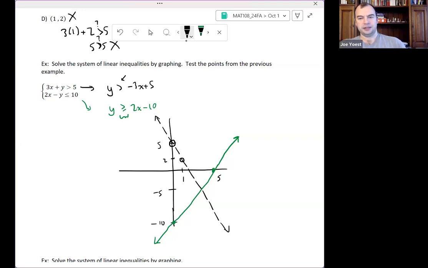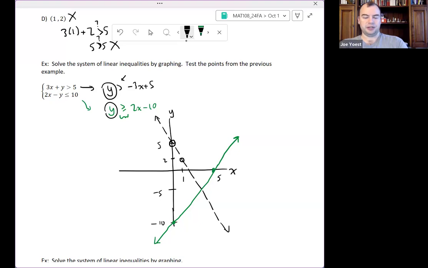And at this point, I can either use intuition. I know that I have y bigger than or equal to for the green, so I'm looking for solutions that are above the green line, and I'm looking for y bigger than for the black line, so I'm looking for solutions that are above the black line as well. This is, of course, x and y. So I know that my solution region is going to be that upper triangular region.